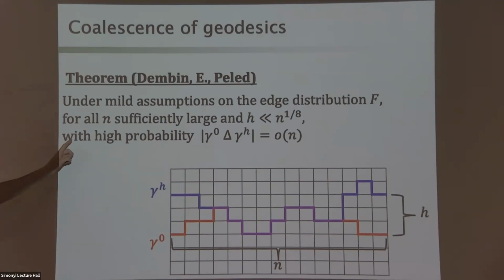So high probability means that probability tending to 1 as N tends to infinity. Okay, any questions about that?